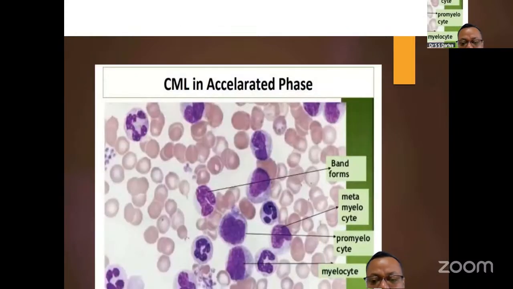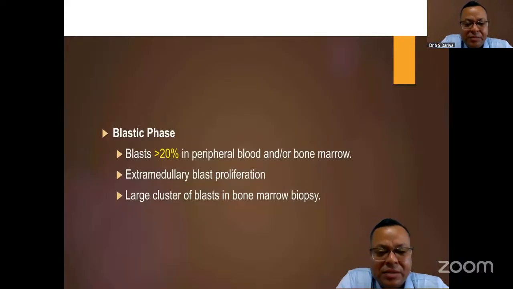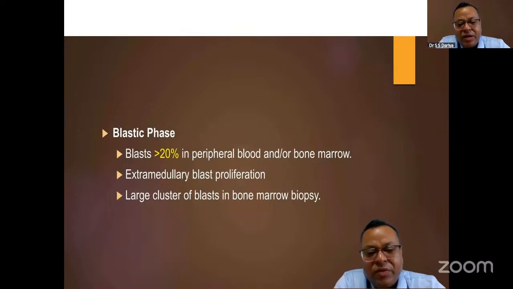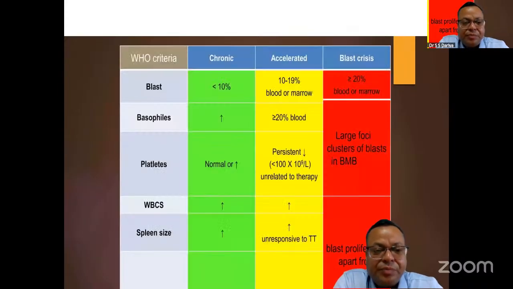This is the accelerated phase, where you can see band forms, metamyelocytes, and promyelocytes in the bone marrow. Third one is the blast phase. If there are more than 20% blasts in the peripheral blood, you need not go for the bone marrow. If you see the routine PBF, you will see 20% blasts. Because of this blast phase, there may be extramedullary proliferation of these cells also, and there is a large cluster of blasts in the bone marrow biopsy.